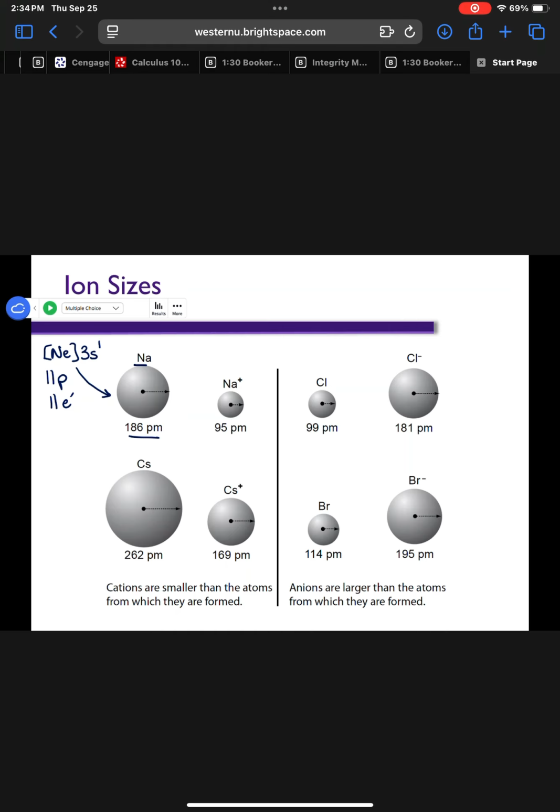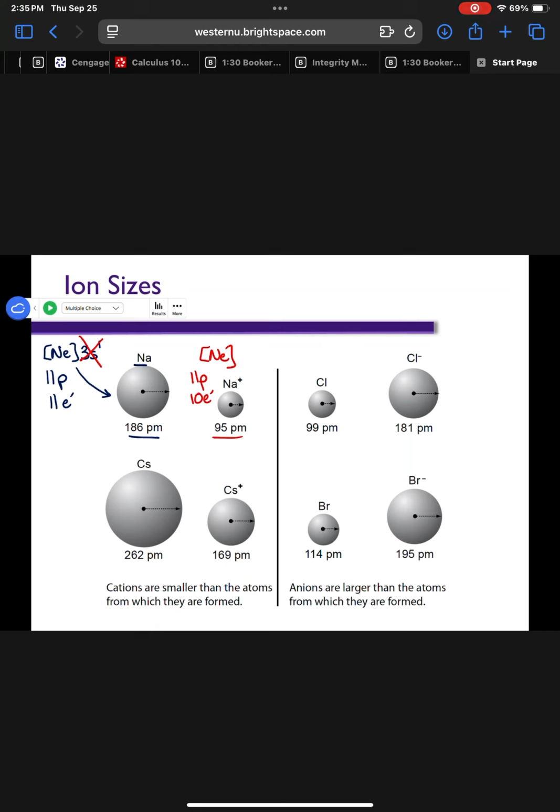Well, if we take away that valence electron, we're still going to have 11 protons, but now we only have 10 electrons. The electron configuration matches neon, but we no longer have a valence electron in the 3s orbital. Now all the electrons are in 2s and 2p orbitals. So we're not using the larger orbitals, we're using the smaller ones. Makes sense that the cation, the positively charged ion, would be smaller. And we now have more protons than electrons. So there are fewer electrons being pulled in.